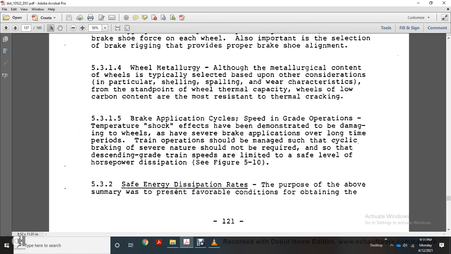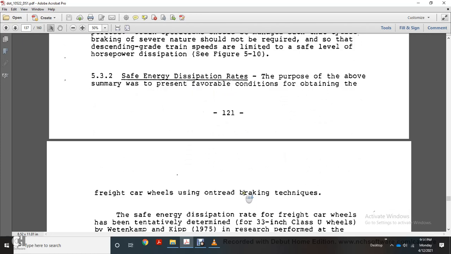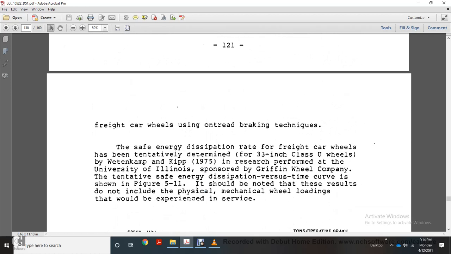The purpose of the above summary was to present favorable conditions to be obtained for the freight car wheel to use tread braking techniques. Safe energy dissipation for the freight car wheel was tentatively determined for the 33-inch Class U wheel by Bennett, Wetenkamp and Kipp in 1975. Research was performed at the University of Illinois, sponsored by Griffin Wheel Company. The tentative safe energy dissipation versus time curve is shown in figure 511.